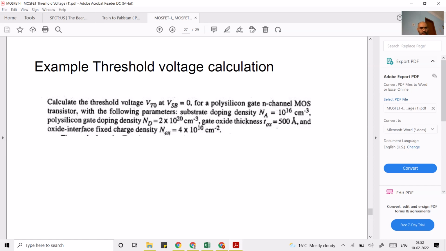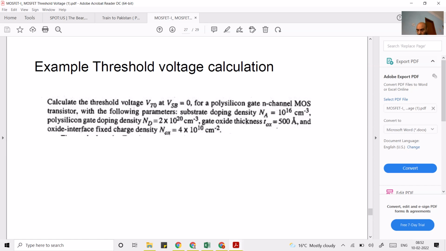So in this numerical, a very simple numerical which I have taken, you will see that you have to calculate the threshold voltage when the body is grounded, right? And the material used is polysilicon. So for this particular polysilicon, the doping concentrations are also given, with the following substrate doping concentration.